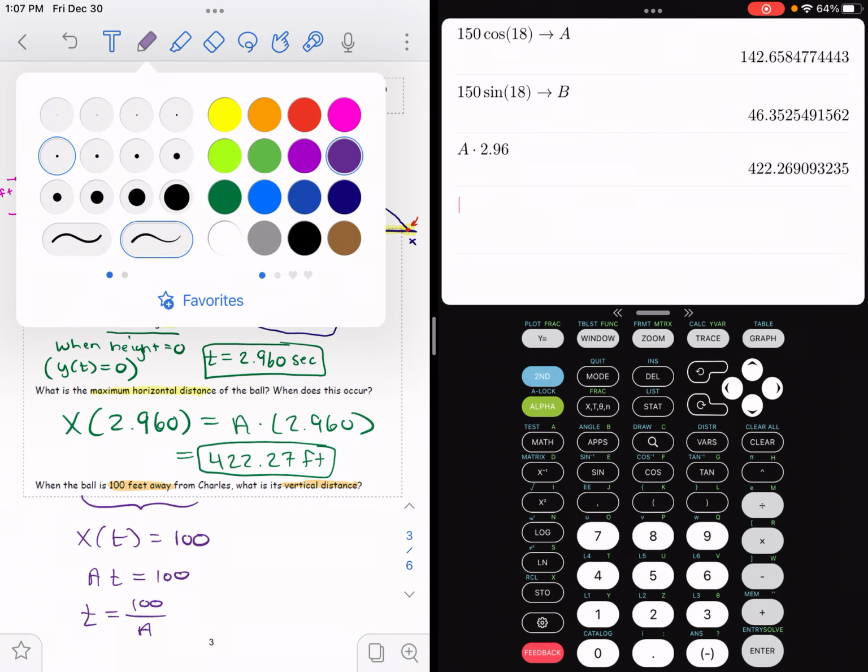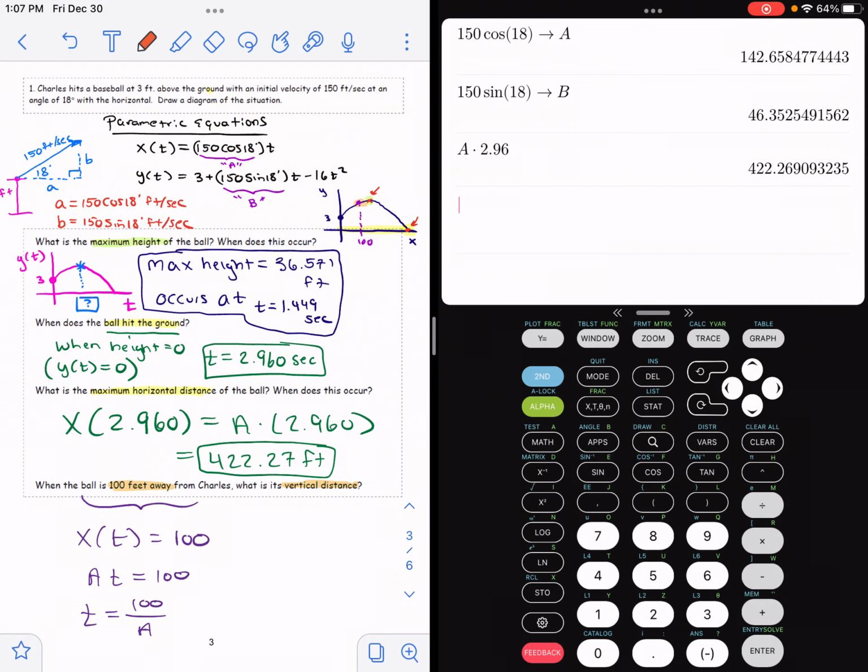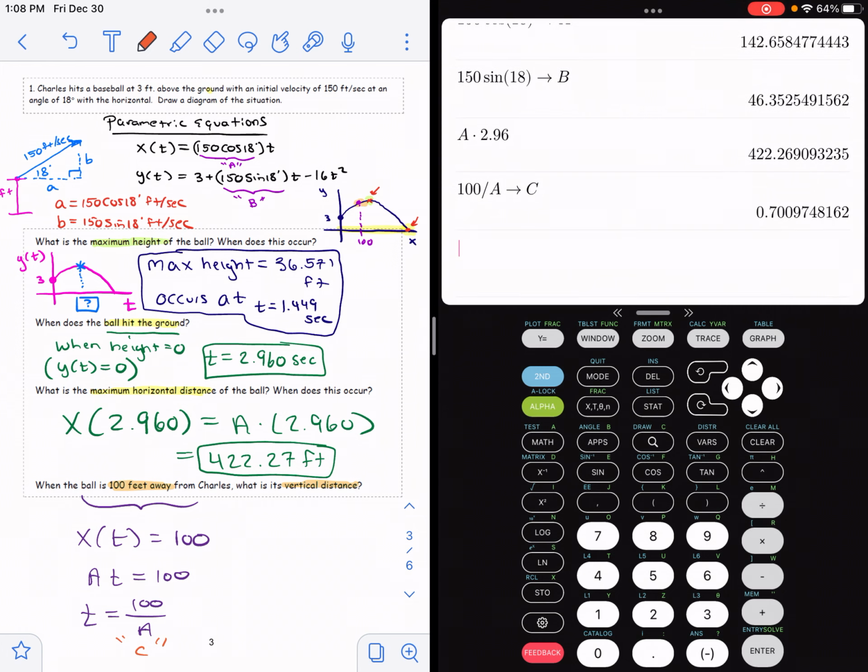I'm going to put that in. I'm going to store that as a different letter. How about we store that as C? I don't really need to know what it is. So I'm just going to do 100 divided by my A, and I'm going to store that as C, so I don't have to record all those values. Looks like about 0.7 seconds. All right, so I know at 0.7 seconds the ball is 100 feet away.